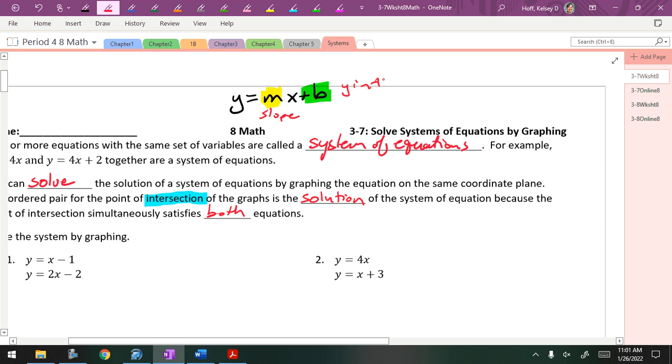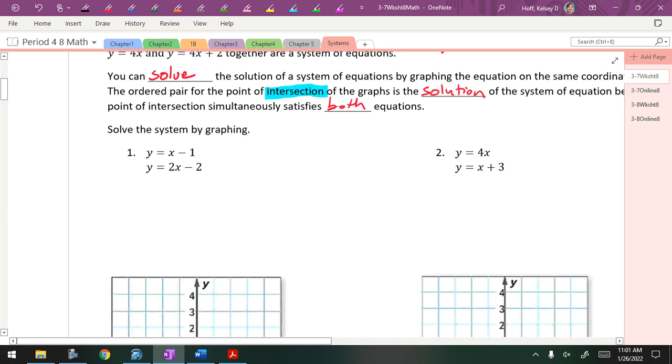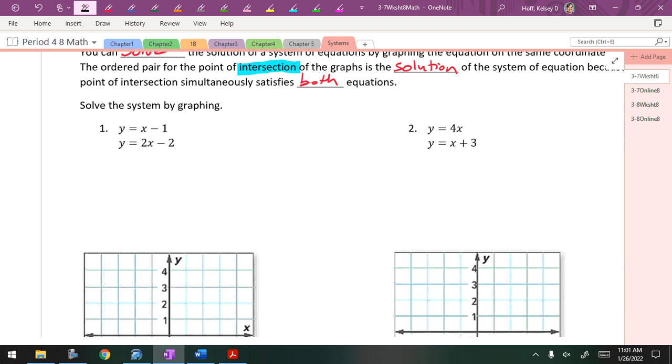All right, let's ease into this slowly. Let's look at number 1. Solve the system by graphing. Take our top equation. First thing I ask myself, is y by itself? Yes, it is. So y is by itself. Somebody tell me my slope. Somebody tell me my y-intercept in that top equation. What is my slope? What is my y-intercept in that top equation?